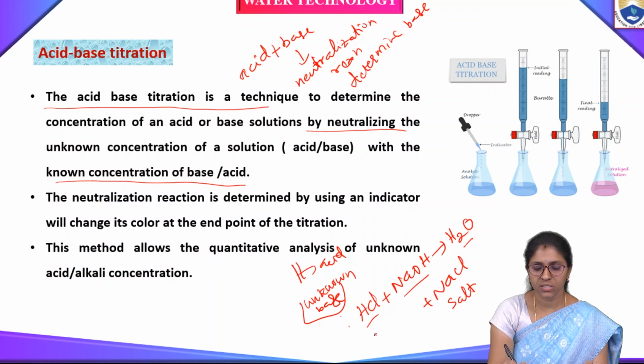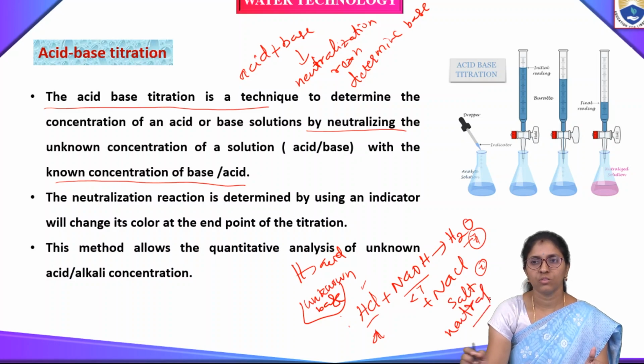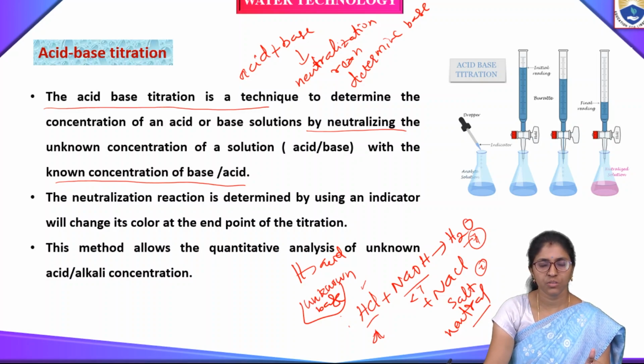Here the pH is less than 7. Here the pH is more than 7. Water's pH is 7. So we are taking an acid which has a pH less than 7 and titrating against sodium hydroxide which has a pH more than 7. They react with each other, forming water and salt, which are neutral with pH 7. This reaction is called a neutralization reaction, and that point is called the neutralization point or end point.